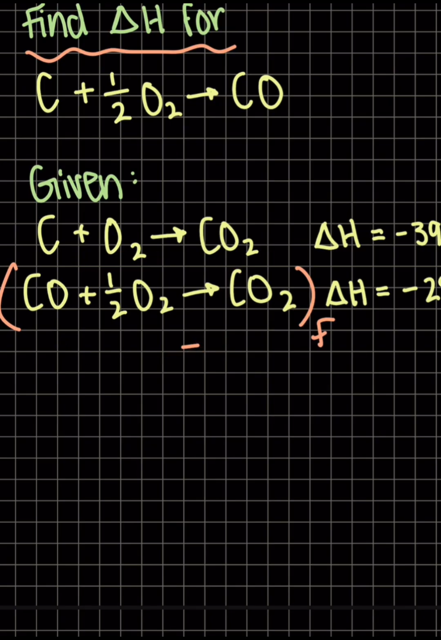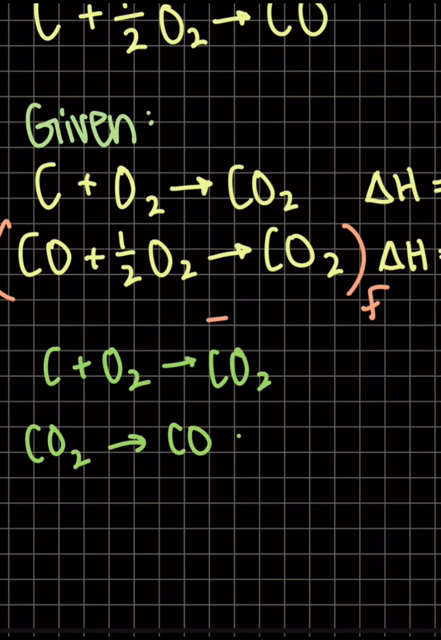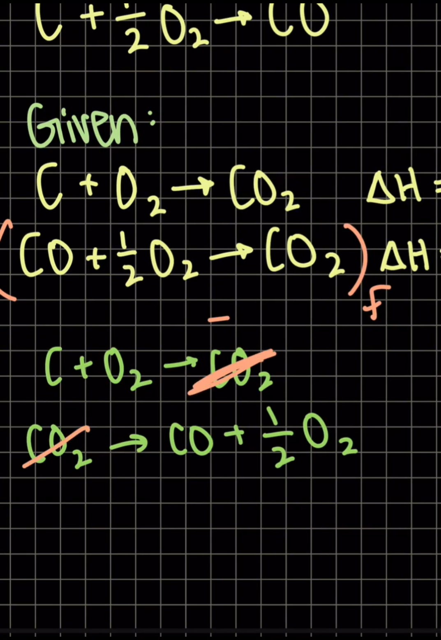Now I'm going to go ahead and rewrite my chemical equation, so C plus O2, we agreed that we weren't going to do anything to the top equation. And then we're going to flip this one. So CO2 yields CO plus 1/2 O2. Now, from here, I can cancel out my CO2s because they're just redundant. They perfectly match and cancel each other out.